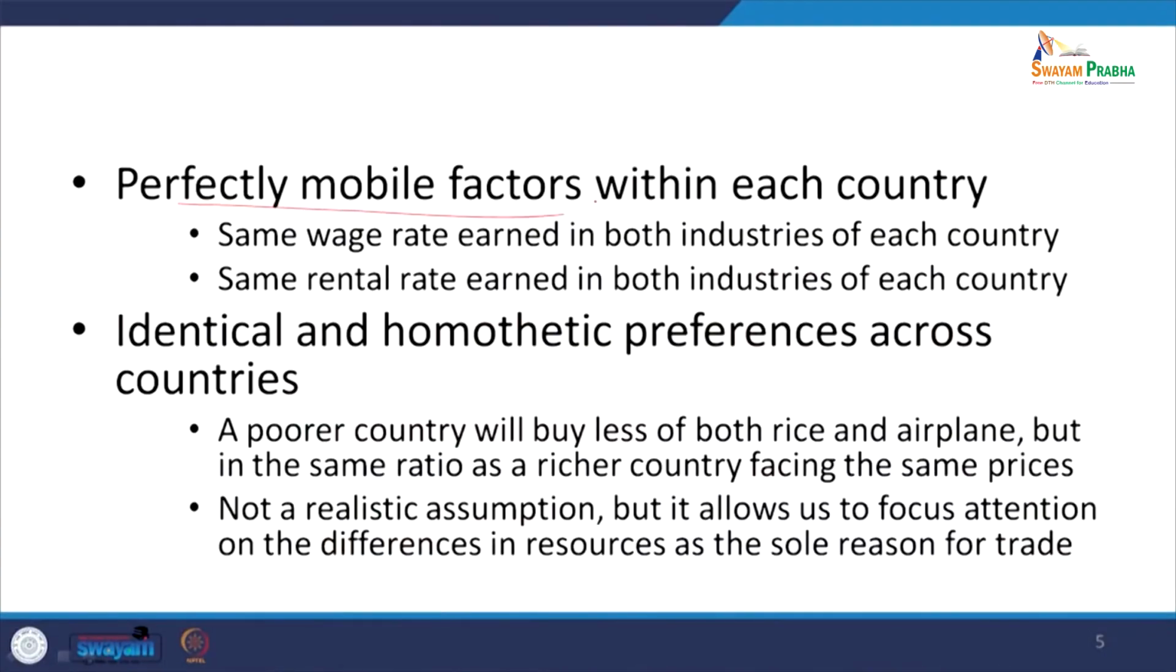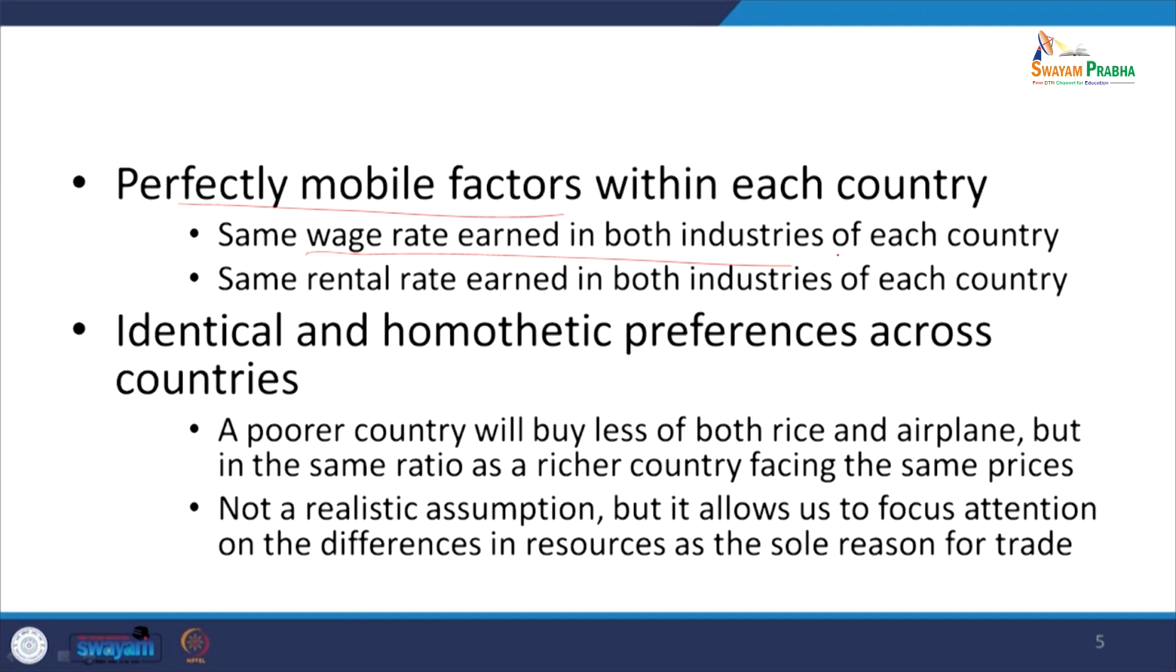One is perfectly mobile factors within the nation. What does it stand for? It purely stands for the same wage rate earned in both the industries of each country, because we have already assumed perfect mobility within the country, and the same rental earned for the other factor in each country for both the industries.